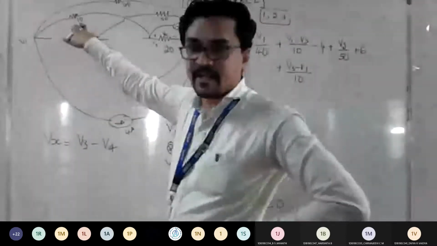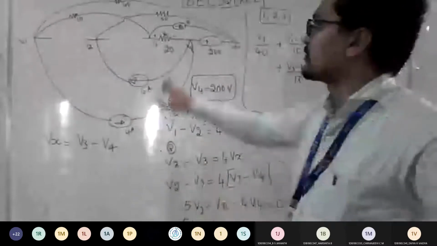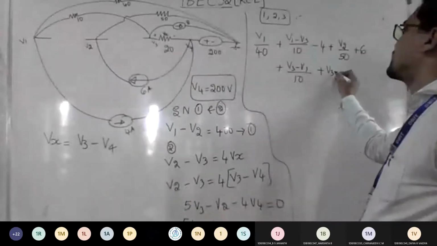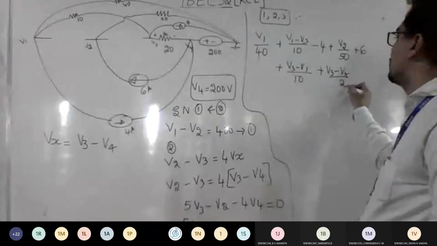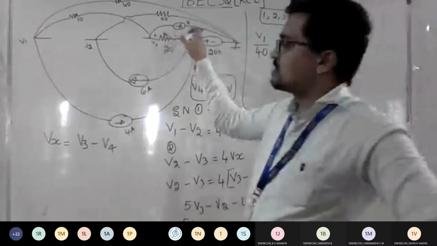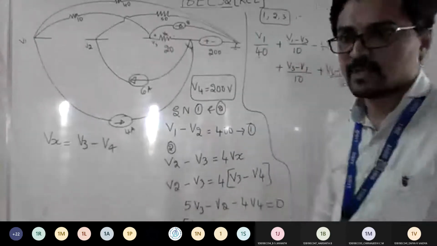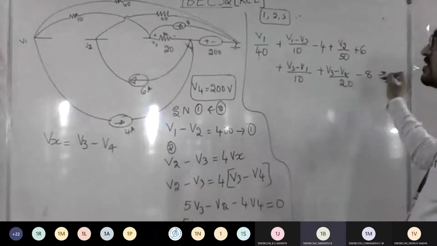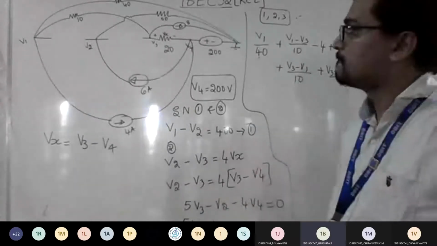V3 minus V1 by 10. Okay. Then V3 minus V4 by 20. Then one current is leaving. What should I write? Minus eta plus eta. Minus 8. That's it. We have covered everything.